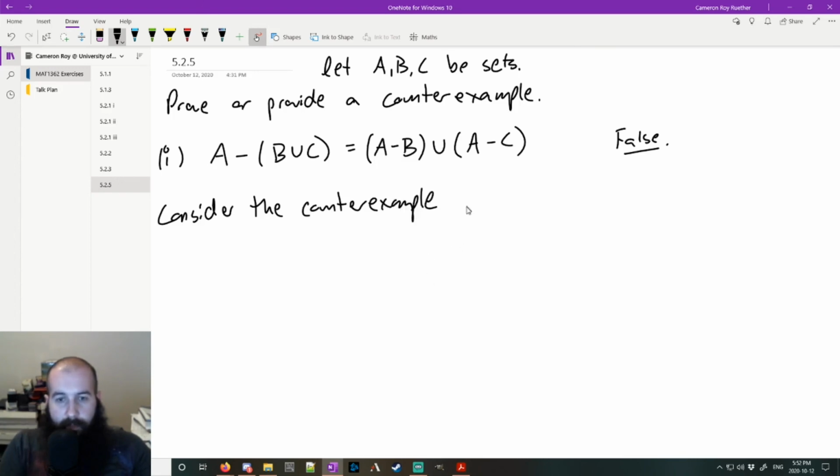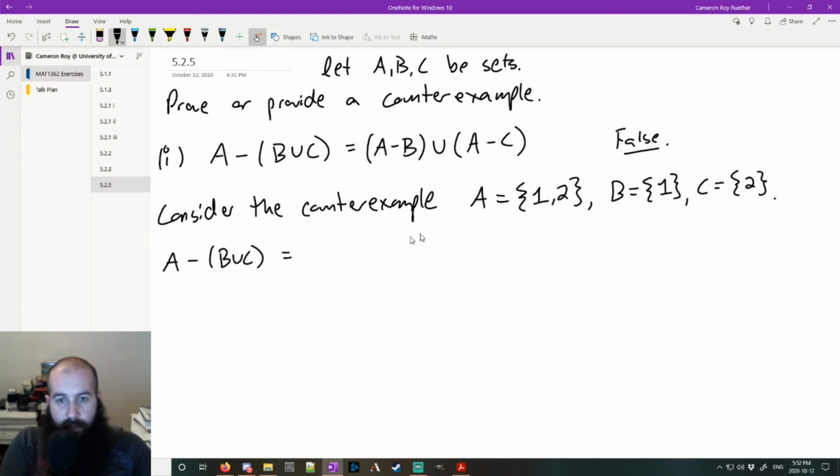We're going to let A be the set {1, 2}, B be the set {1}, and C be the set {2}. Then we can just compute each side and see that they are not equal. So A remove B union C. A is the set {1, 2}. We are removing B union C, which is also the set {1, 2}. So since we're removing all elements from the set {1, 2}, this is just the empty set.